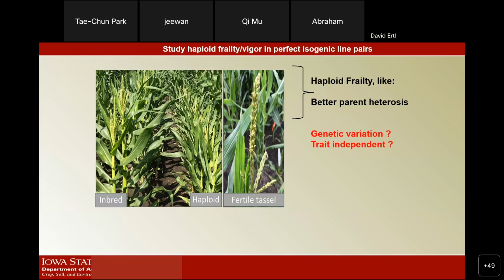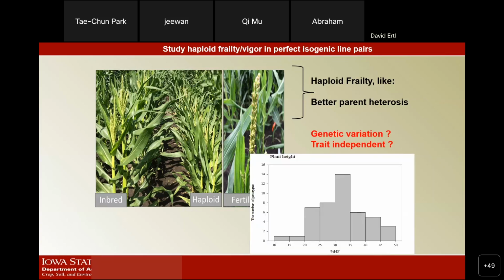And the question is whether there's genetic variation for this difference, and if it's genetically determined. We did have initial trials out last summer, and it's repeatable. We had replicated trials, and we found a haploid frailty of 10% on one extreme. That means the haploid is almost the same height in this case as the inbred line, and 50% on the other extreme. That means the haploid is only half the size of the inbred line.